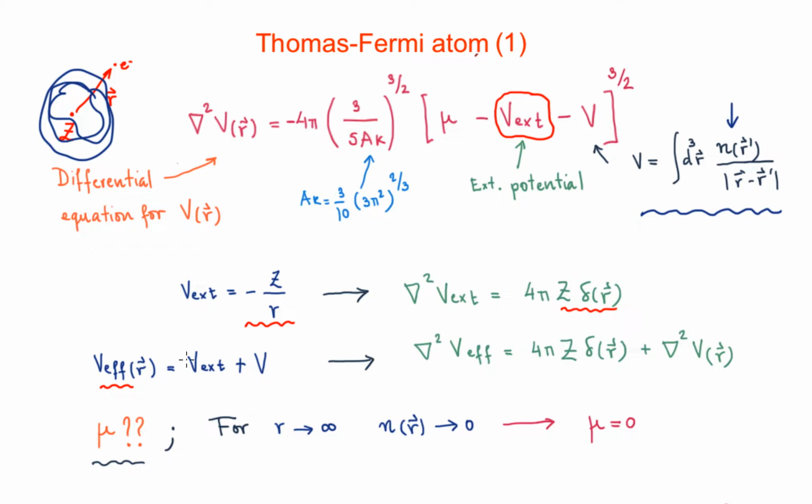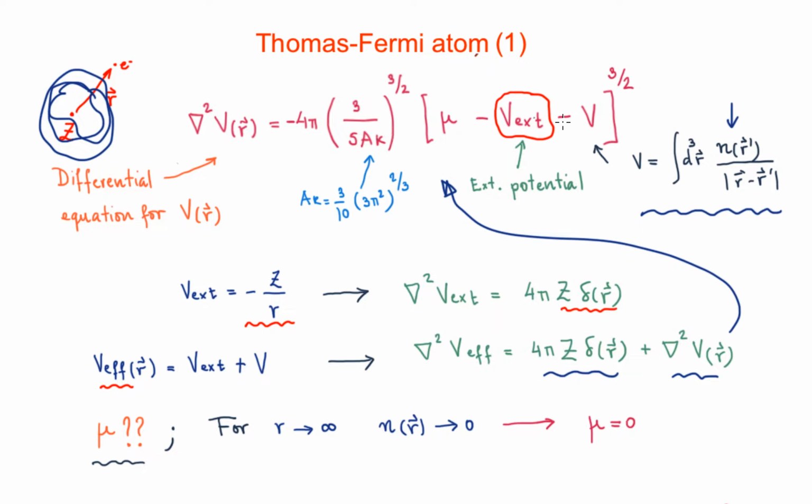And again, the Poisson equation corresponding to this effective potential is given by the Poisson equation corresponding to the external potential, that, as we have said before, is this one, plus the Poisson equation corresponding to, in this case, the Laplacian corresponding to the induced potential. And that's going to be given by the Thomas-Fermi equation here.